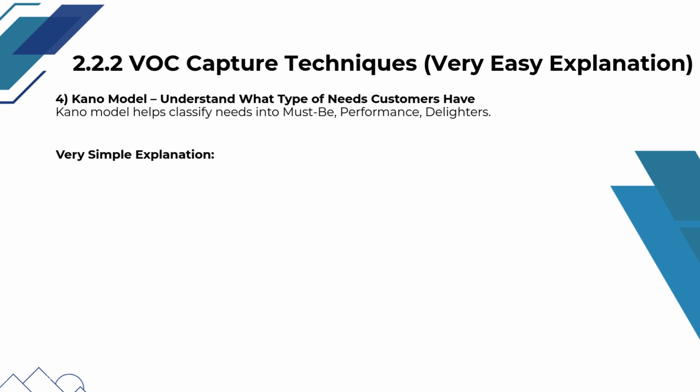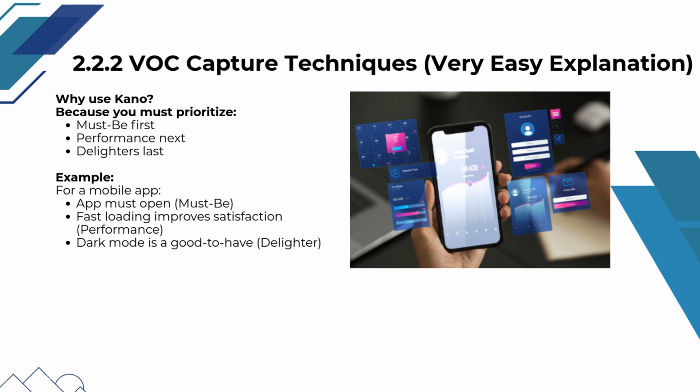By understanding which category a need falls into, organizations can focus resources on what truly drives customer satisfaction. The Kano model is used to prioritize customer needs effectively. Must-be requirements are addressed first, as their absence causes dissatisfaction. Performance needs come next, where improving them directly increases customer satisfaction. Delighters are addressed last, as they provide additional delight but are not critical.